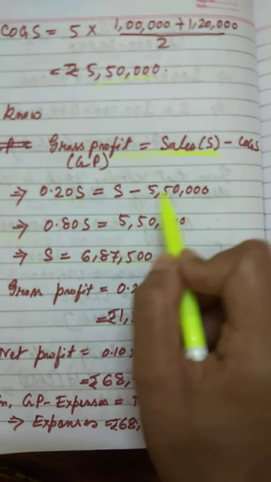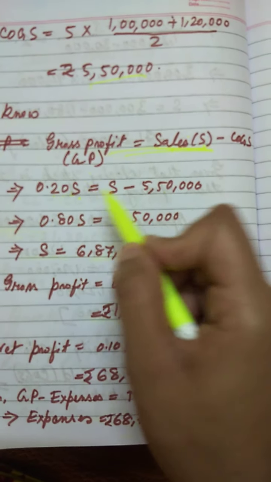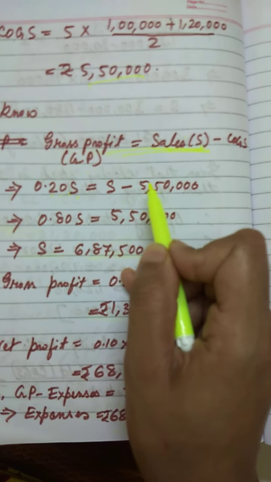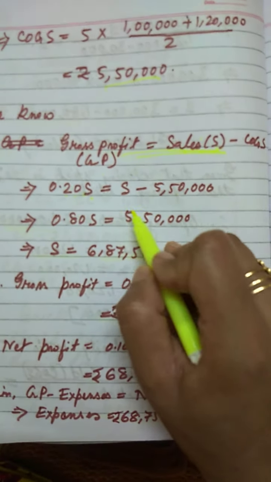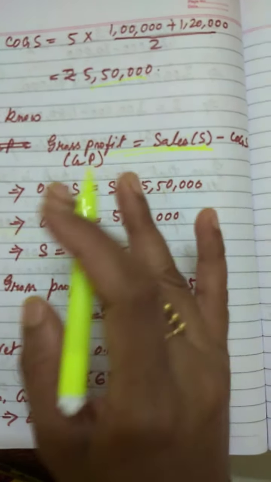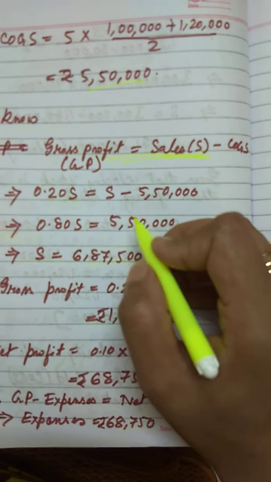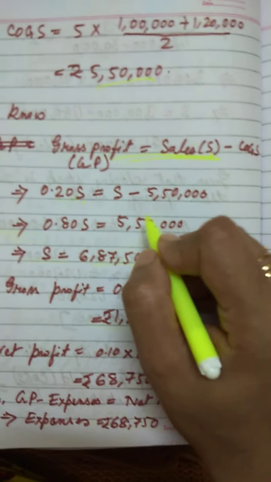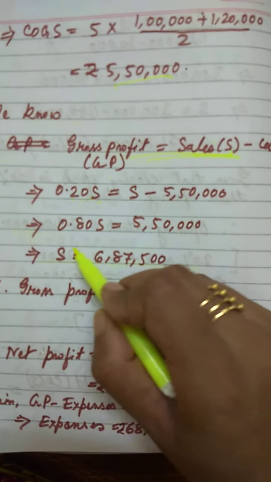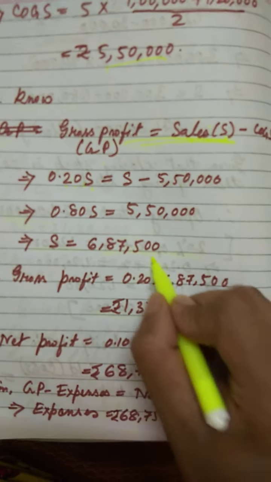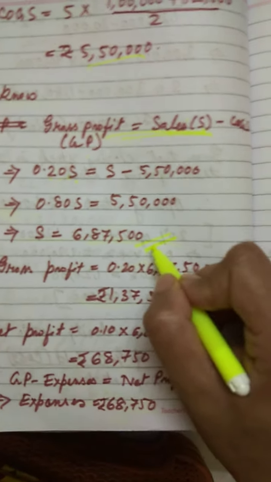So simply we will solve, we will bring this 0.20 S to the left hand side, and this 5,50,000 will move to the right hand side. I have just written it in the reverse way with the assumption that you know all these types of equations. That's why I have not written all the steps. So if you solve for S, you will get rupees 6,87,500. This gives you the sales amount.